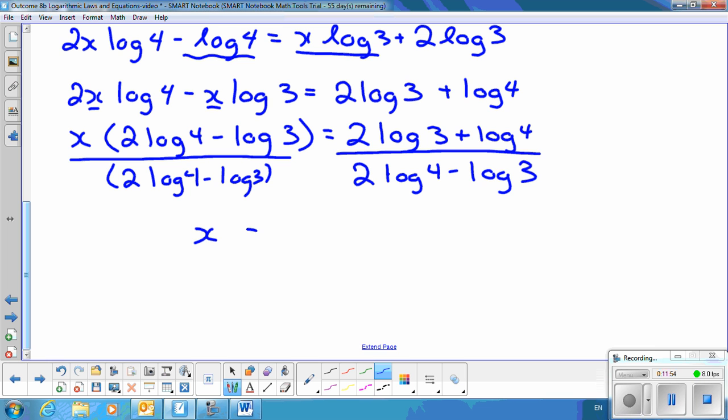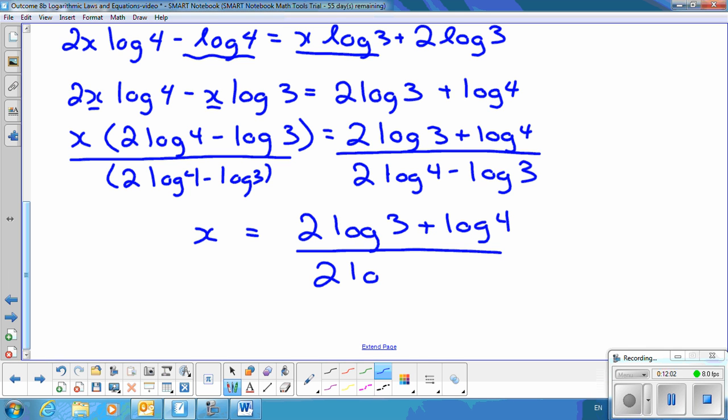I end up with x being equal to 2 log 3 plus log 4 over 2 log 4 minus log 3. Once the x is by itself, I can go to my calculator. Substituting into my calculator, I end up with an approximate answer of 2.14. Remember, you need to be checking these answers by substituting that value back into our original equation.